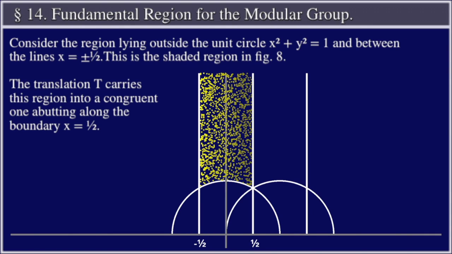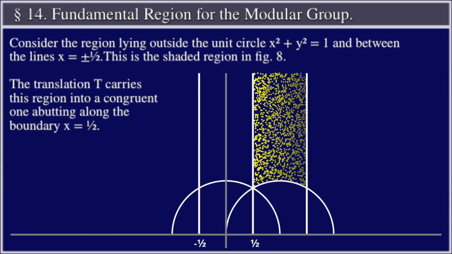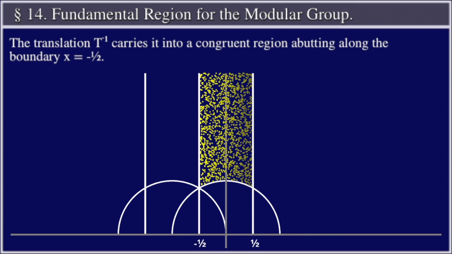Considering the region lying outside the unit circle x squared plus y squared equal to 1, and between the lines x equal plus or minus 1/2. This is the shaded region in Figure 8. The translation T carries this region into a congruent one abutting along the boundary x equal to 1/2. The translation T inverse carries it into a congruent region abutting along the boundary x equal to minus 1/2.